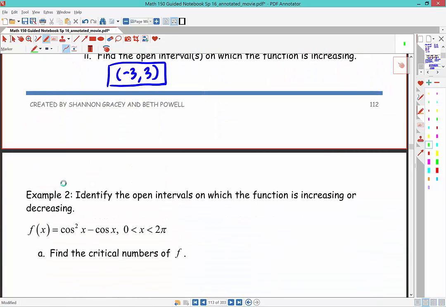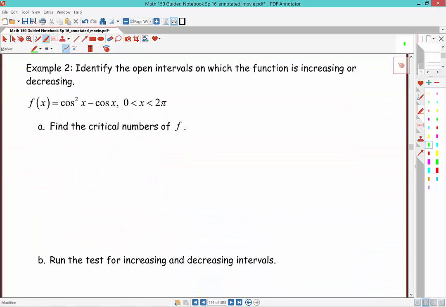Okay, so here we go. We're going to identify the open intervals on which the function is increasing or decreasing on this trig function from 0 to 2 pi, non-inclusive. All right, so go ahead and pause the movie and see how you do. All right, let's see how you did.